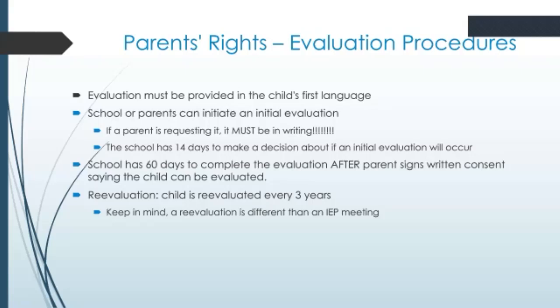Once it's put into motion, especially if a parent initiates that first evaluation, they have 14 days to make a decision about if an evaluation will occur. So the school district still has a little play in the game in terms of, I received your request, we will look at it and make a decision as to whether or not they're going to provide that initial evaluation. And then once you sign the written consent saying, yes, I agree to an evaluation procedure, the school has 60 school days to complete that evaluation. And then a reevaluation, students are reevaluated every 3 years.